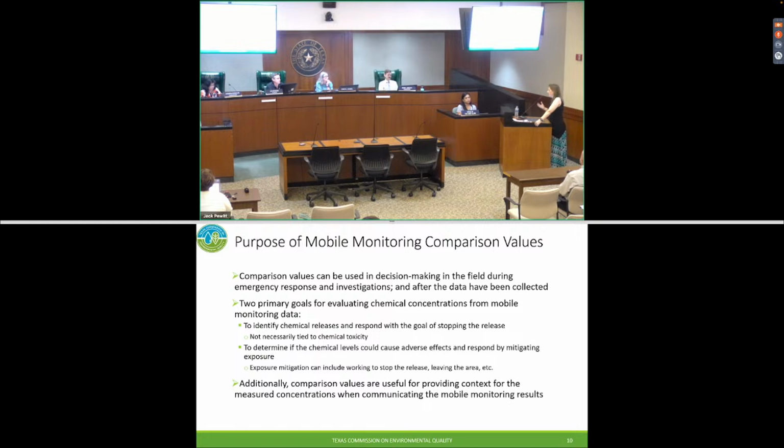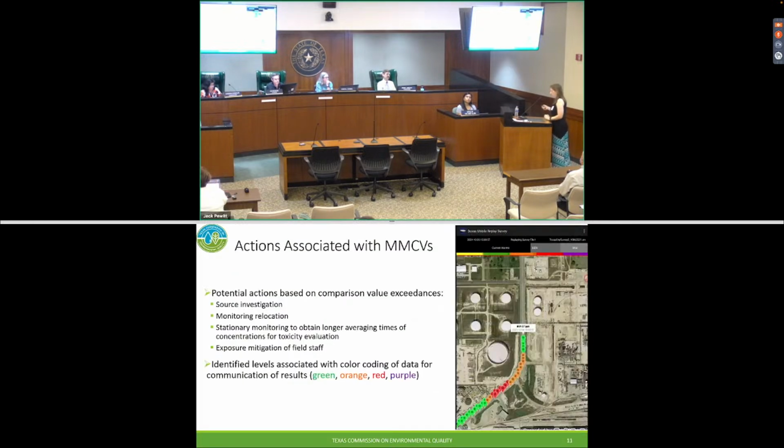And so there's that aspect of it. And then the other reason that we have these comparison values is so that we can identify toxicity and say, is there a problem that we need to be worried about health effects? And then, of course, these are particularly useful as well for communicating the results, within the agency and outside of it. And so associated with that, we have different potential actions.